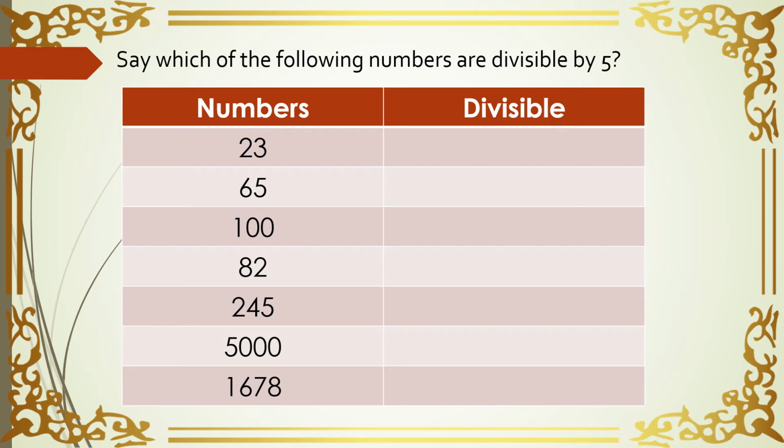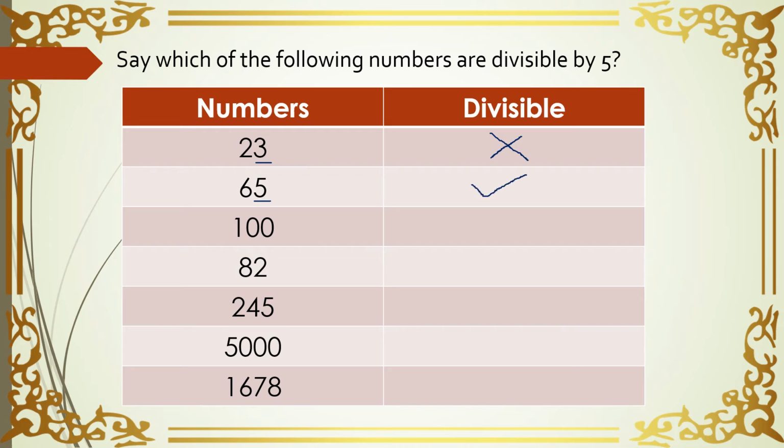Now you could also take it in your notebooks and solve it along with me, or you could do it later on to check whether you have got the answers correct or not. Okay, so first number that I have is 23. So if I look at the last unit, it is 3. So it is not 5. So it is not divisible by 5. Here you have 65. Next number, in the units place there is 5. So it will be divisible by 5.